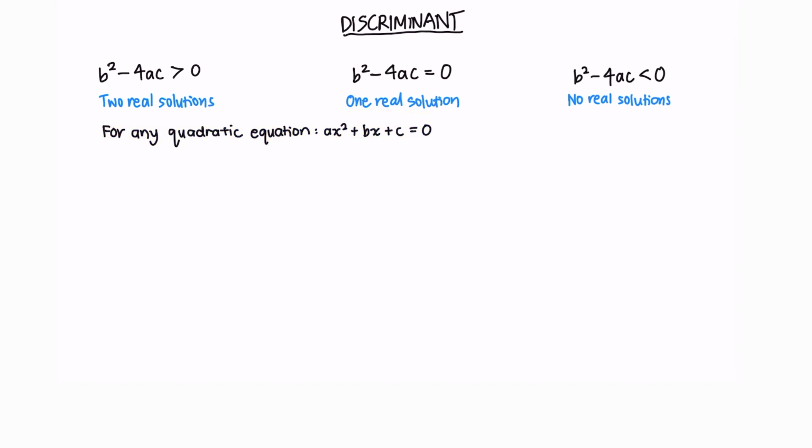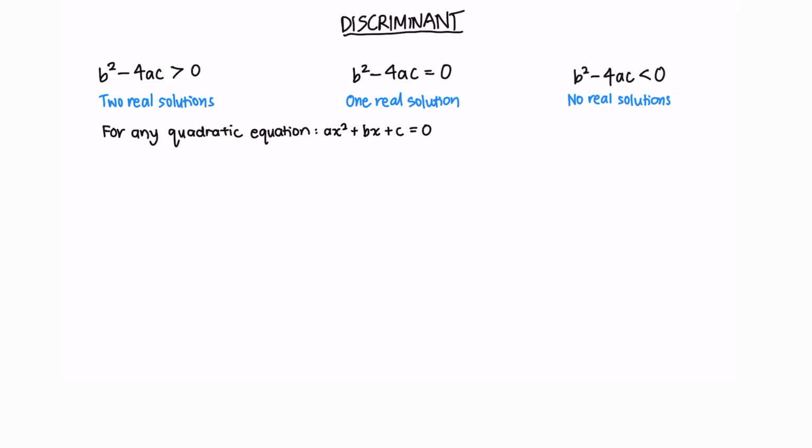If b squared minus 4ac is more than 0, this means that the quadratic equation has two real solutions. If b squared minus 4ac is equal to 0, this means that there is one real solution. And lastly, if b squared minus 4ac is less than 0, this means that there are no real solutions.